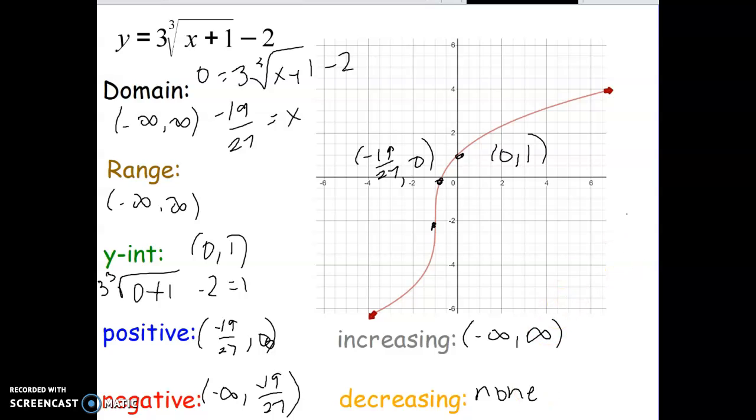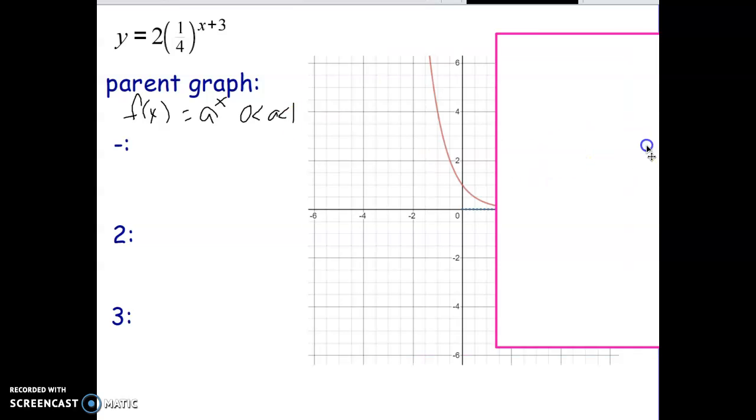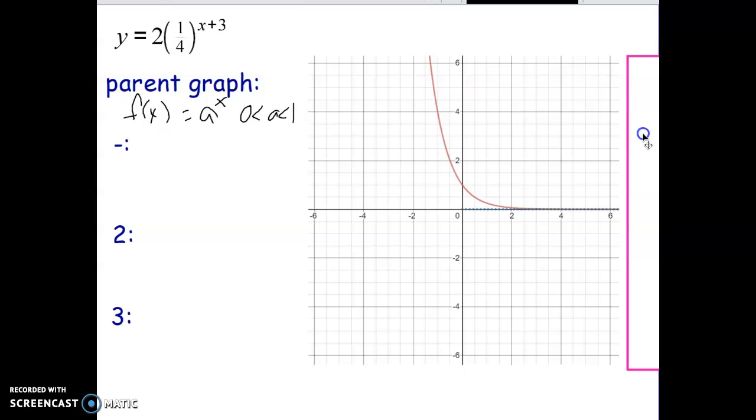Okay, let's do one more. This time, let's do this one. Okay, so my f of x, my parent graph, I can see that this one is exponential because I have my x up there in the exponent. And when a is in between 0 and 1, that's going to be exponential decay. So the graph that I have here for us is an exponential decay model. You can see my asymptote right there, and you can see my anchor point right there at 1.